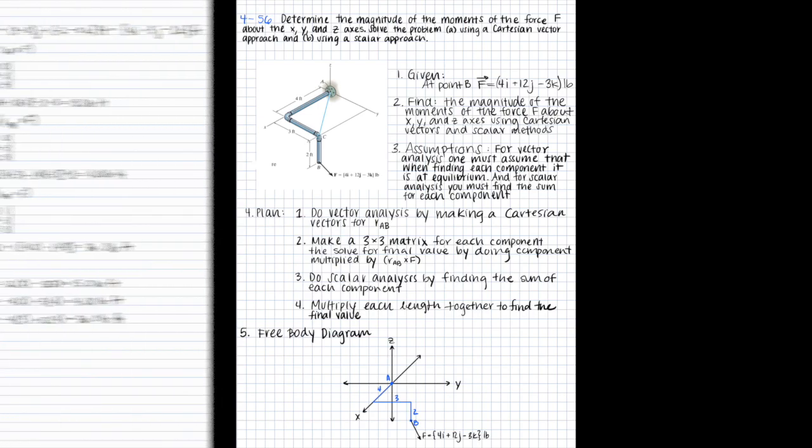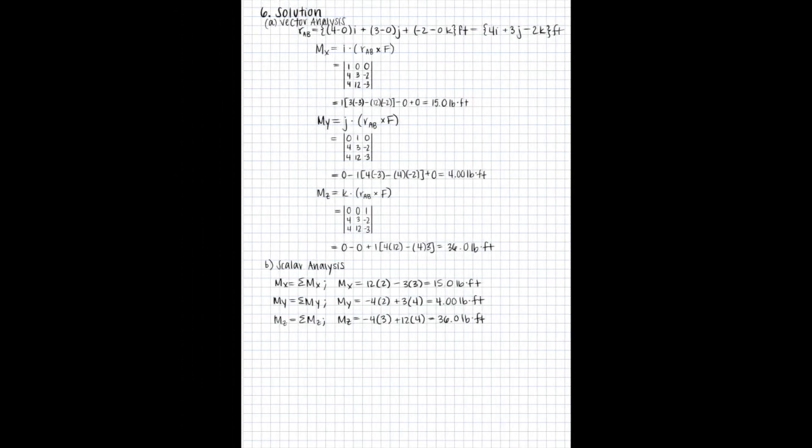That then brings us to step 5, which is to make a free body diagram. I then, in the free body diagram, reinstated the lengths again. So 4 in the x direction, 3 in the y direction, and negative 2 in the z direction. And again, I put down force at point B. Then that brings us to step 6, which is the solution process.